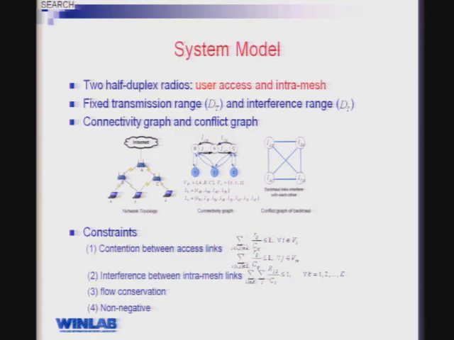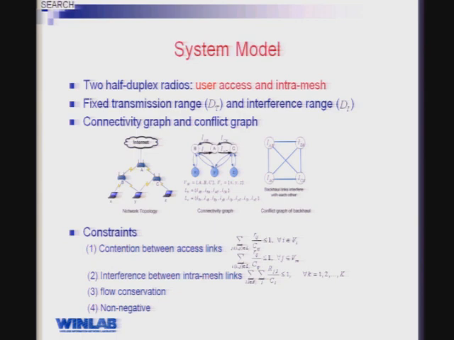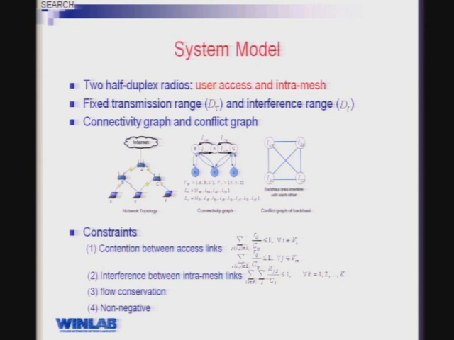We assume that each mesh access point has two half-duplex radios. One is for the user access link, and the other is for intra-mesh connection. We assume a fixed transmission range and interference range, and we can represent the network topology by a connectivity graph and describe the contention relations between backbone links as a conflict graph.